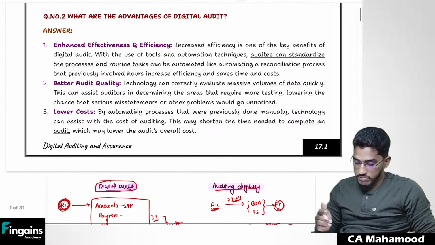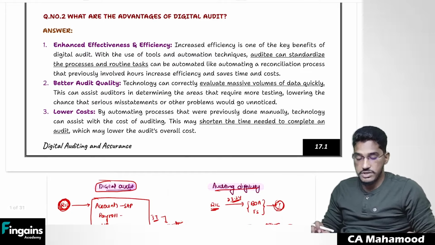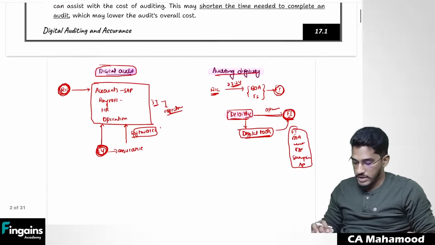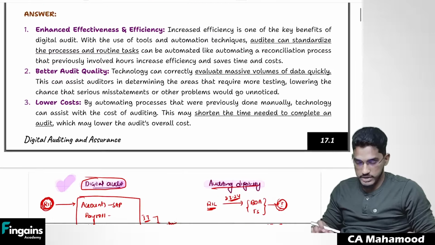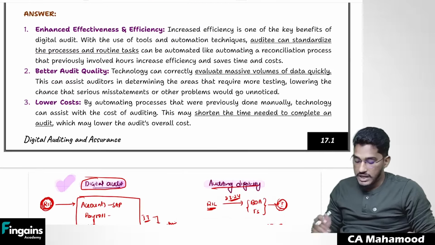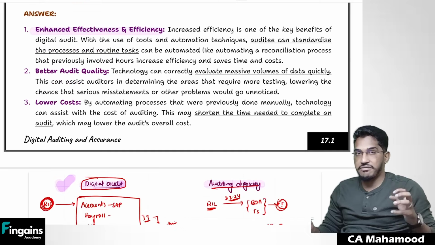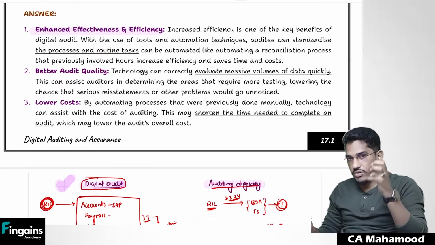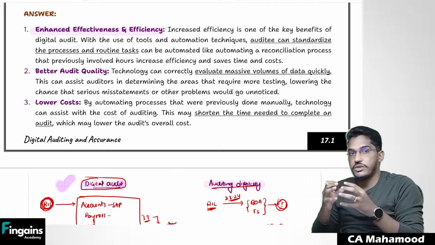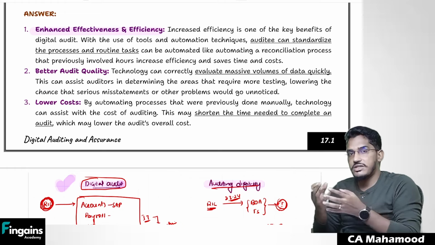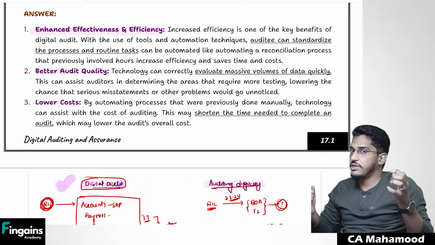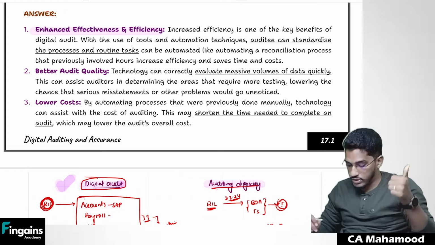Now, the questions which are important from the examination perspective: they might ask you, what are the advantages of digital audit? So if you undergo digital audit, how will it benefit the client? Number one, enhanced efficiency and effectiveness. If you get your digital audit done, the digital auditor will tell whether your systems are working fine or not. If the systems are not working fine, you can make changes. If you make changes, your organization's overall efficiency and effectiveness will improve.